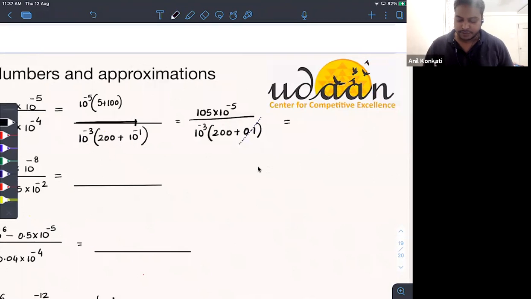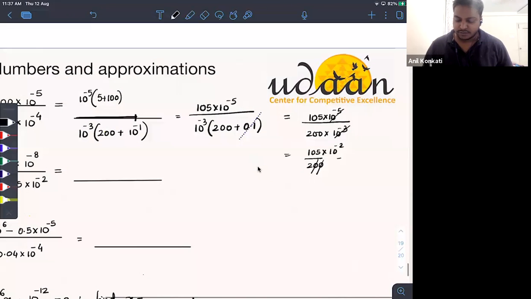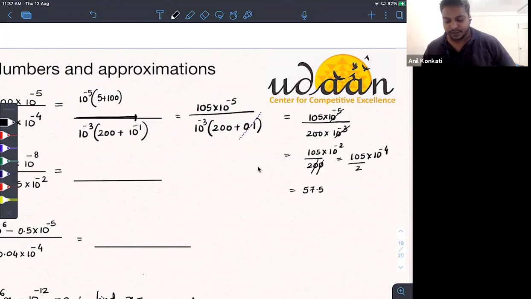So therefore we will have this as 105 into 10 raised to power of minus 5 divided by 200 into 10 raised to power of minus 3. So 10 raised to power of minus 3 will get cancelled by 10 raised to power of minus 5, leaving 10 raised to power of minus 2, that divided by 200. Now in 200, I can cancel both the zeros and write here 10 raised to power of minus 4 divided by 2. And 105 by 2, I can write it as 52.5... 57.5 into 10 raised to power of minus 4.